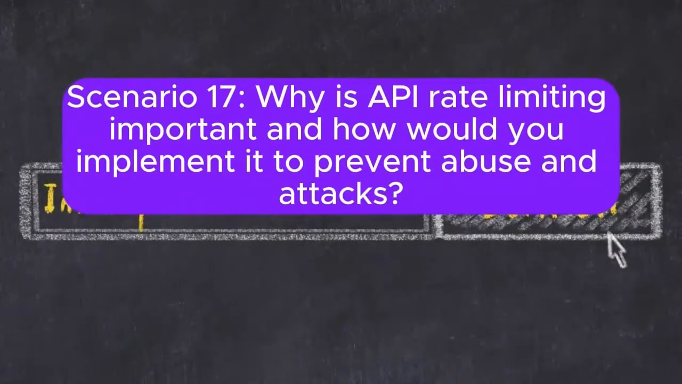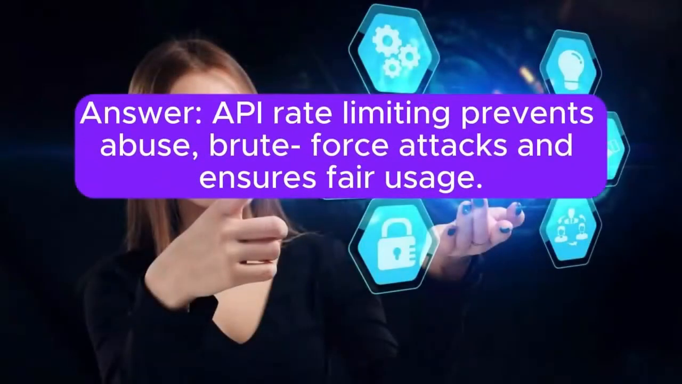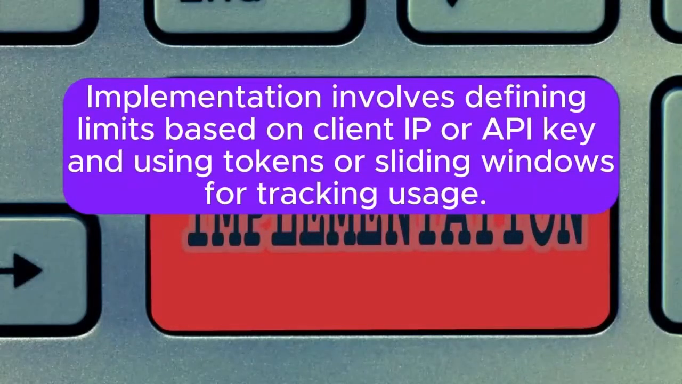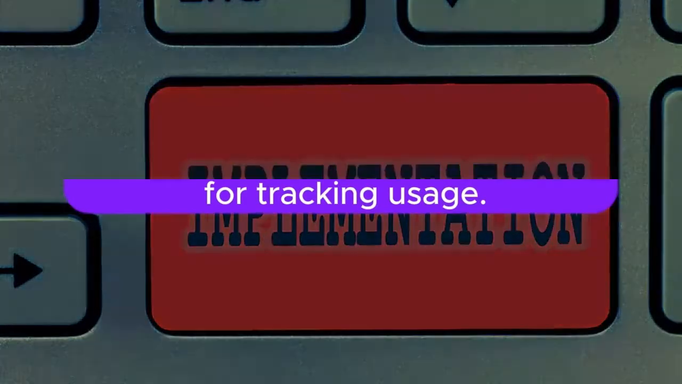Scenario 17. Why is API rate limiting important, and how would you implement it to prevent abuse and attacks? Answer: API rate limiting prevents abuse, brute force attacks, and ensures fair usage. Implementation involves defining limits based on client IP or API key, and using tokens or sliding windows for tracking usage.